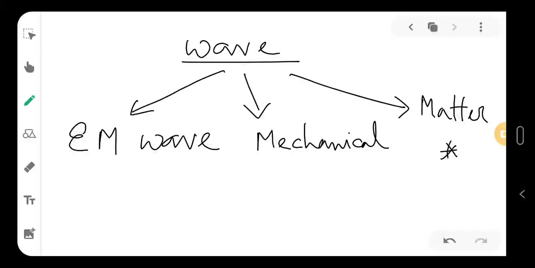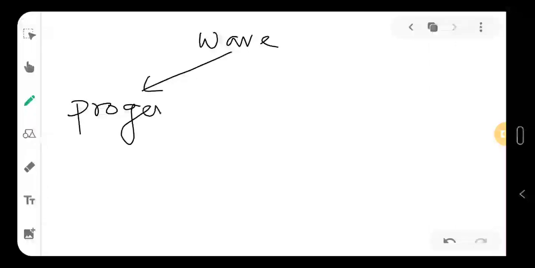So these kinds of examples are there for waves. This is not a classification, but you can see these are examples of waves. Now waves can be classified in two ways. One is your progressive wave, which moves, and one is your stationary wave.